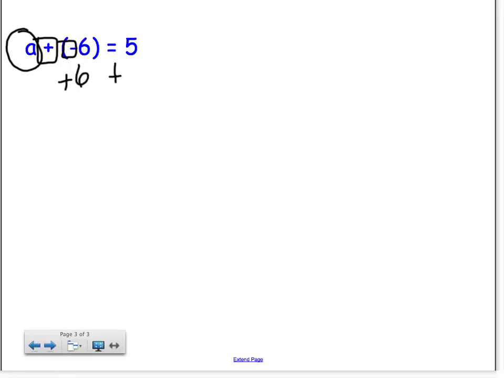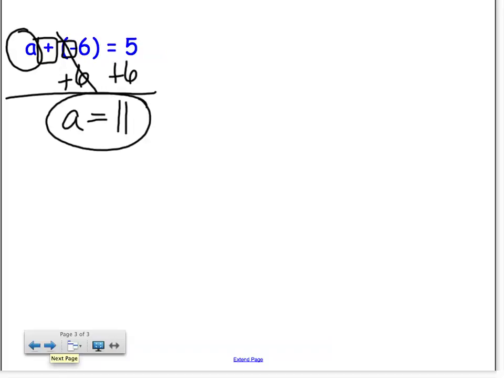Whatever I do to one side, I'm going to do to the other. A negative 6 plus a 6 equals 0, so they cancel out. A is equal to 11. Let's check our work. 11 plus a negative 6 equals 5. 11 plus a negative 6 really does equal 5, so we know we're right.